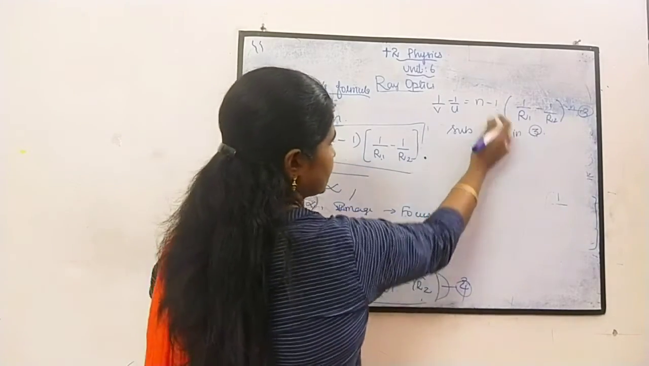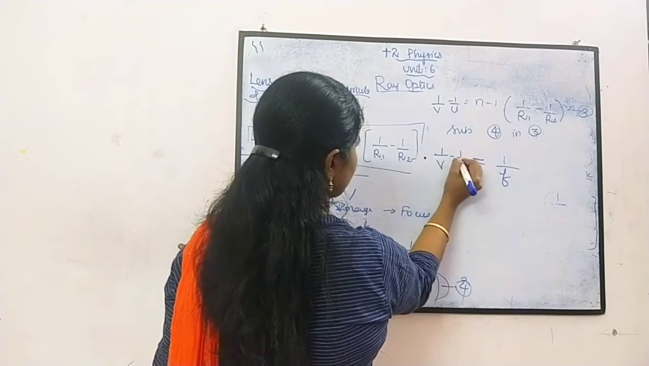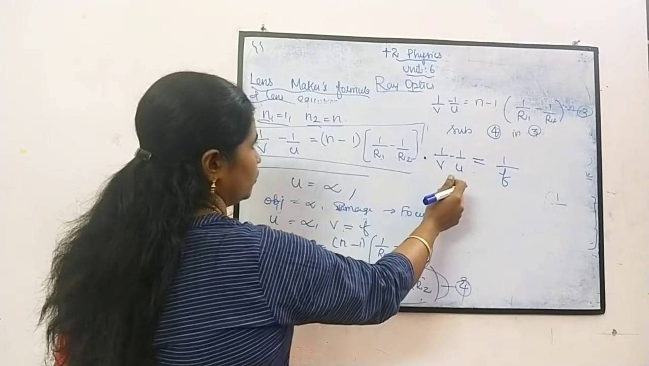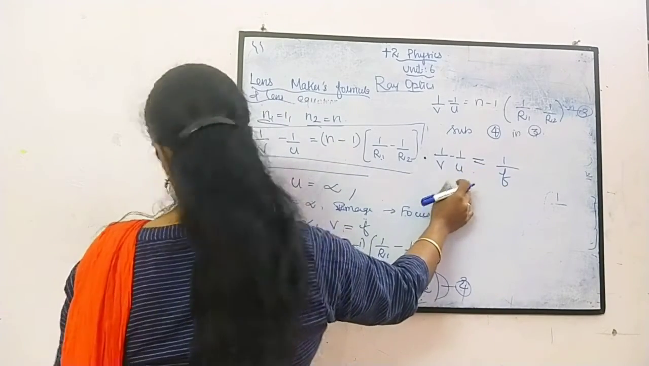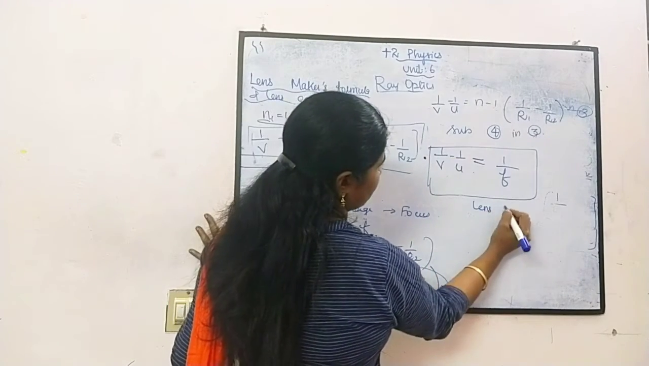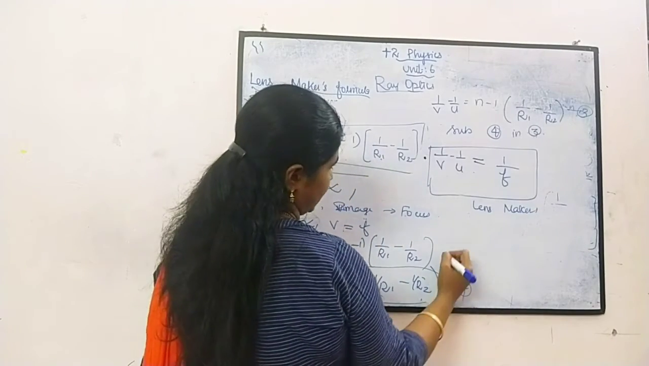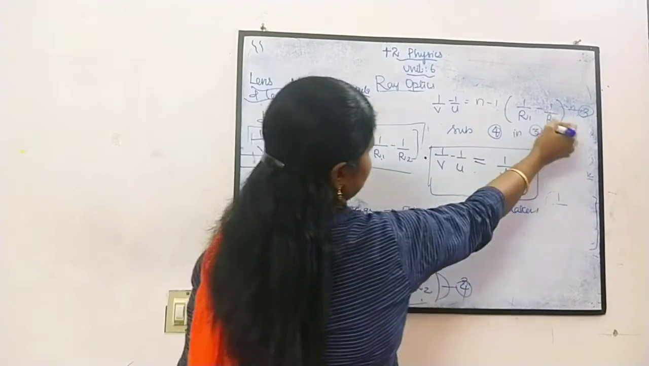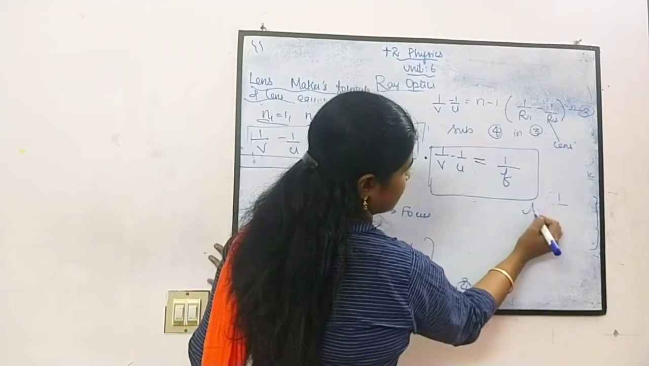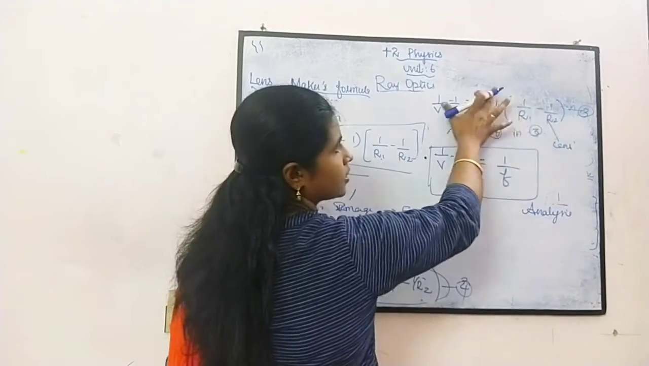For the left hand side I can substitute it as 1 by f. So 1 by v minus 1 by u is equal to 1 by f. Okay, this is called as Lensmaker's formula. Why we have this is for analysis. For analysis purpose we are using this. Usually Lensmakers will use this formula.